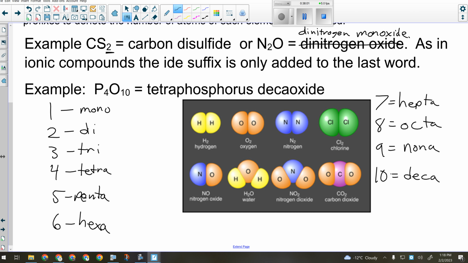Okay, so writing the names for molecular compounds is pretty straightforward. We just need to know the names. The second nonmetal does still need to end in "-ide." Okay, so we don't alter the first one, but we do alter the second one.